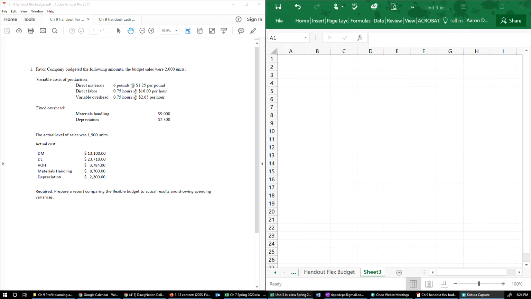Okay, so we're back with the final demonstration problem for this unit, and this is flexible budgeting. All right, so you can see the problem I've put up, and this is the handout I provided as well. You can find that in the unit, but I want to talk a little bit about why we use flexible budgeting. All right, so based on your understanding of the budgeting process thus far, it's based on a static or a fixed amount of units.